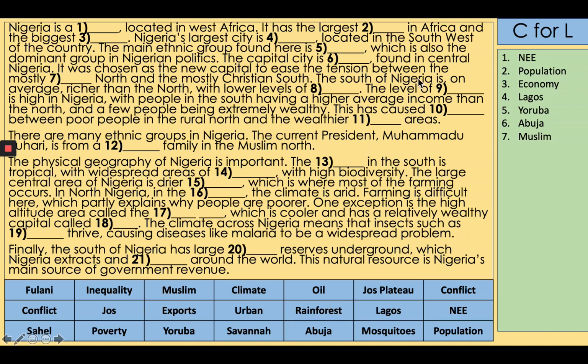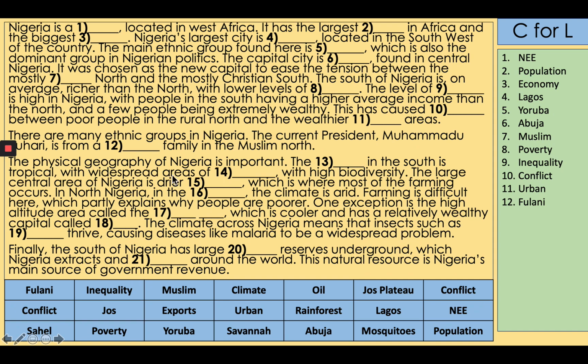The south of Nigeria is, on average, richer than the north, with lower levels of poverty. The level of inequality is high in Nigeria, with people in the south having a higher average income than the north, and a few people being extremely wealthy. This has caused conflict between poor people in the rural north and the wealthier urban areas. There are many ethnic groups in Nigeria. The current president, Muhammadu Buhari, is from a Fulani family in the Muslim north.